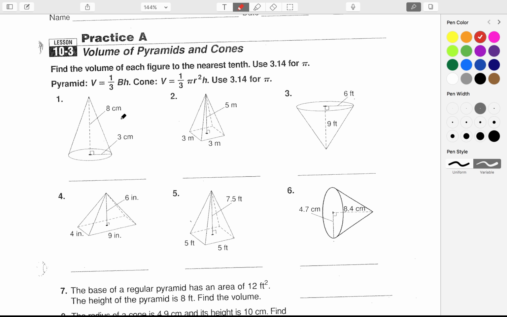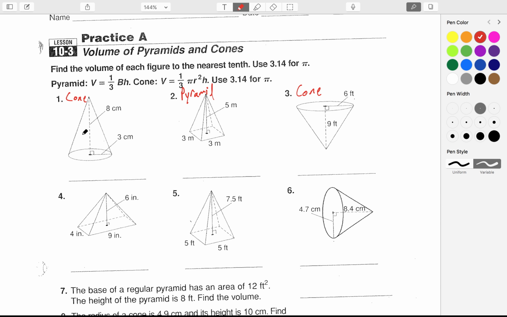So on here, let's go through and label whether it's a cone or a pyramid so we know what to use. Because if it's a cone, we use this formula. If it's a pyramid, we use this formula. So it's pretty important that we know what we're dealing with. So number 1 is a cone. Number 2 is a pyramid. Number 3 is a cone. I'll let you finish the rest on those.